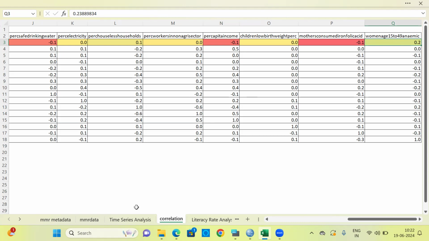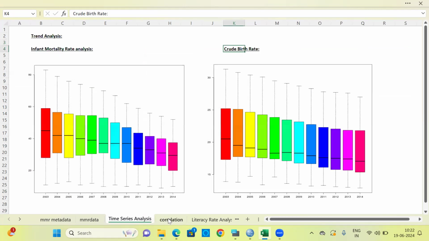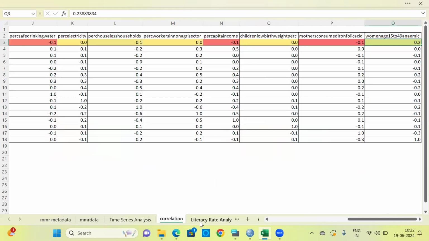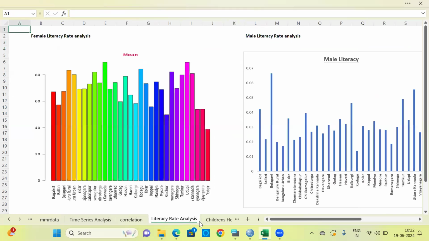So as of now, I've shown you the trend analysis, then the correlation analysis. Let's now proceed to look at literacy rate analysis. As you can see here, there is a bar chart. There are multiple bar charts that I've created. Let's first focus on the female literacy rate analysis. As you can see here, this is the female literacy rate analysis.